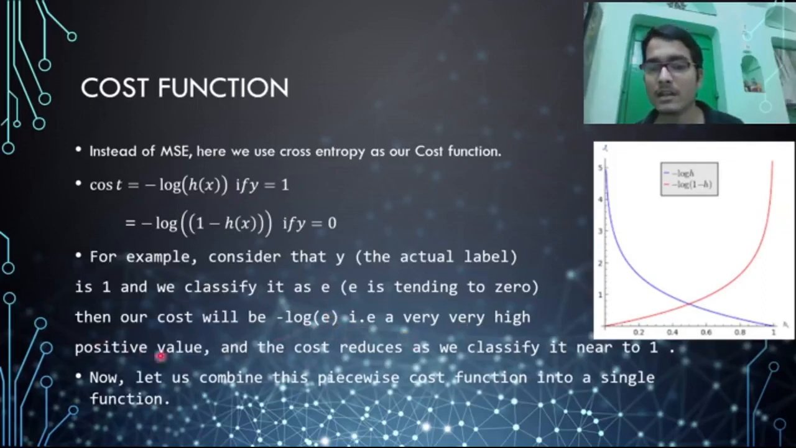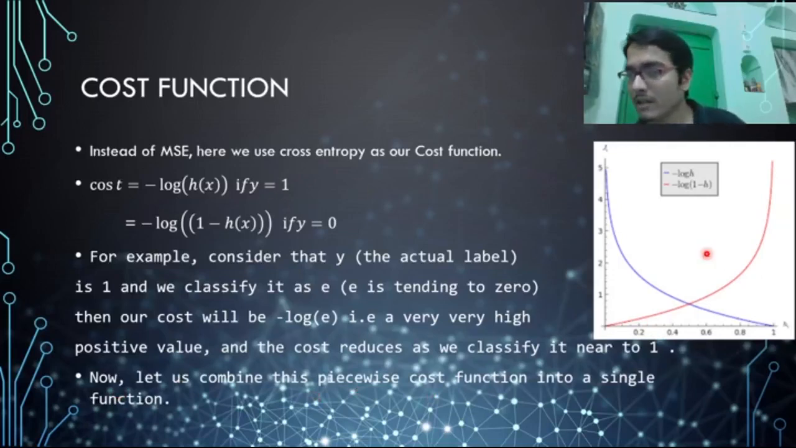Because e is tending to 0, if the actual label is y and we classify it as something tending to 0, the cost increases significantly, and the cost will reduce only if we classify it as nearly 1. Minus log of 1 is basically 0, so the cost will be exactly 0 if we classify the correct value. So let us combine this piecewise cost function on the next slide.